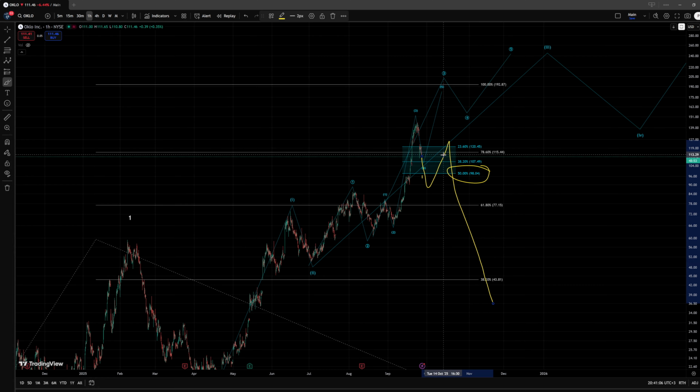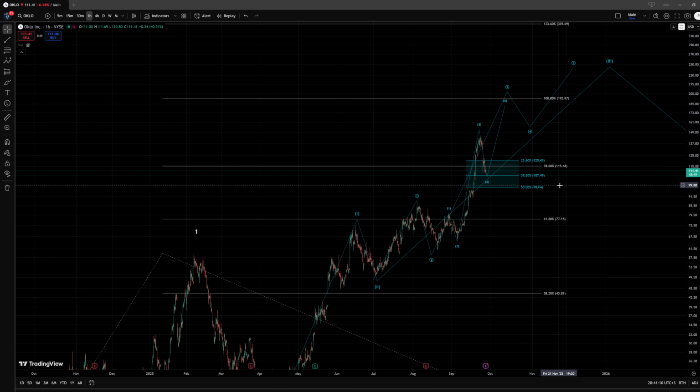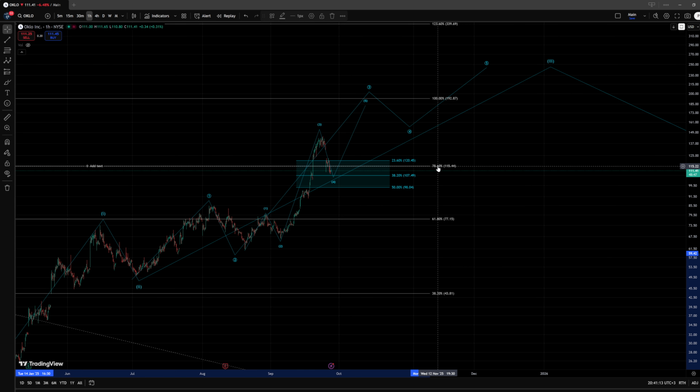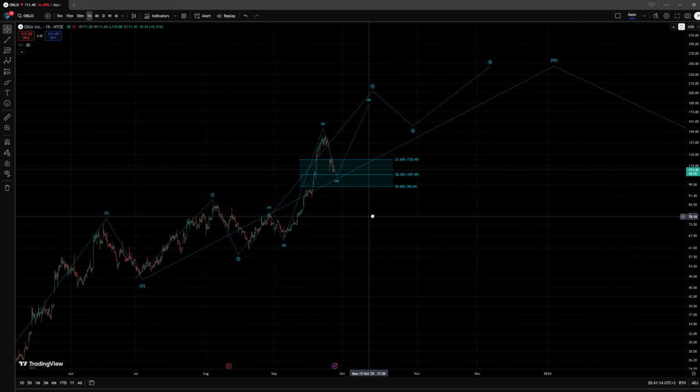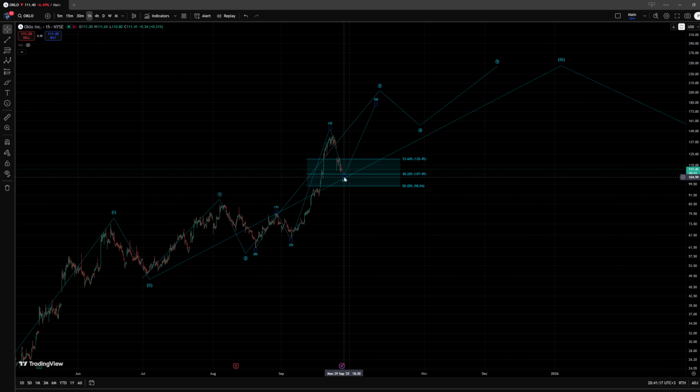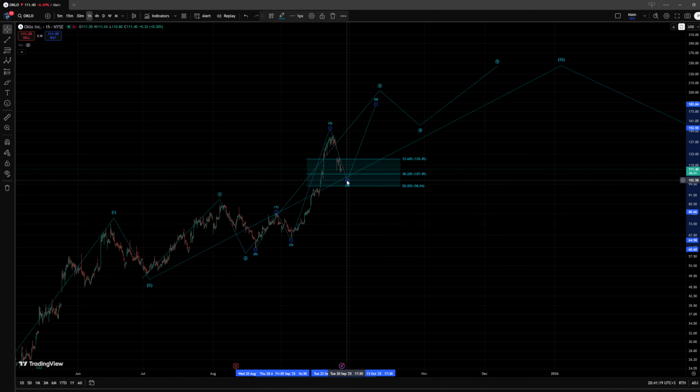Now, the exact structure that it develops within does matter, but at the moment, that is the most important level, the level of focus. And for now, there is really not much else to add. These are the levels, this is the trade setup.